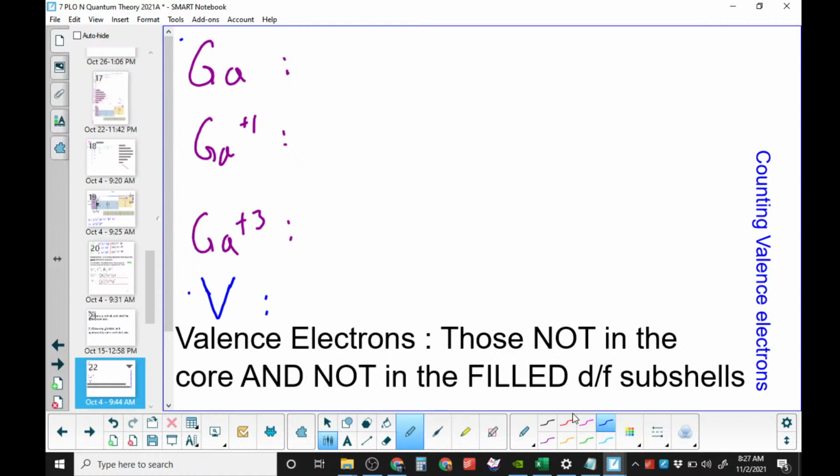So, Heather, what's gallium? Yep. 4s2, 3d10, 4p1. Right? No, that's good. Yeah, because this is just the electron structure. All good.